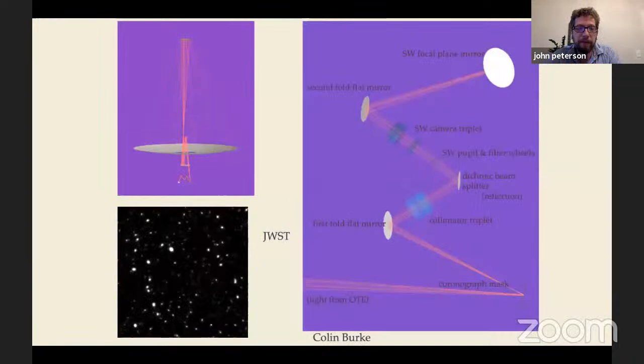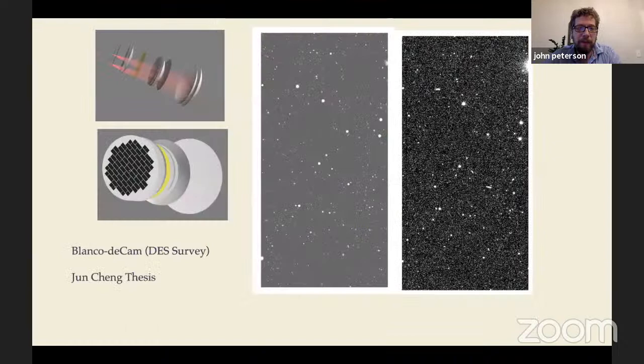Here's just some more examples. You saw in the movie JWST with its complicated design. There's a JWST image. Here's the DES survey from the Blanco DECam system, where we tried to simulate a field. This is the real data and this is the image, and we're trying to match. We make a catalog of this and then we throw it in PhoSim and try to end up producing the output image and iterate on that kind of thing.